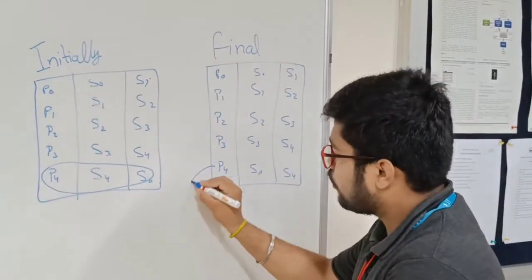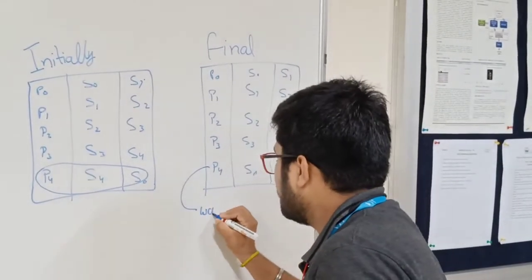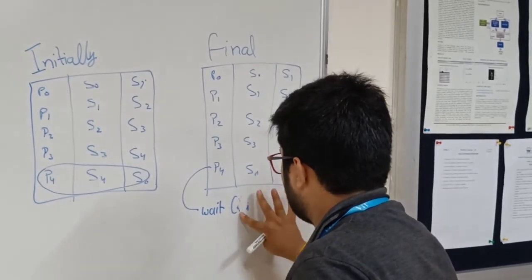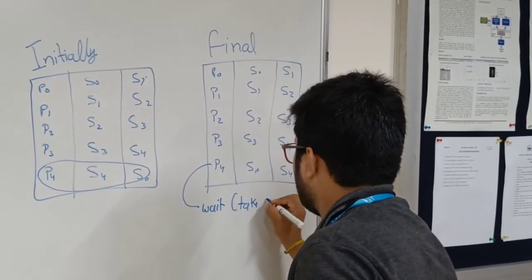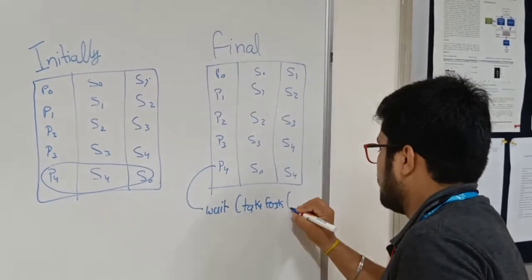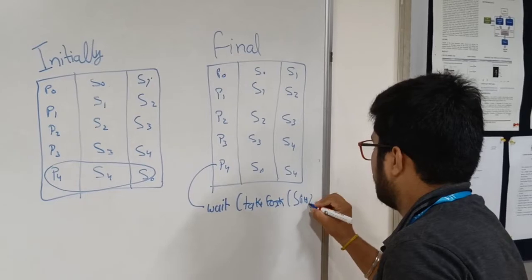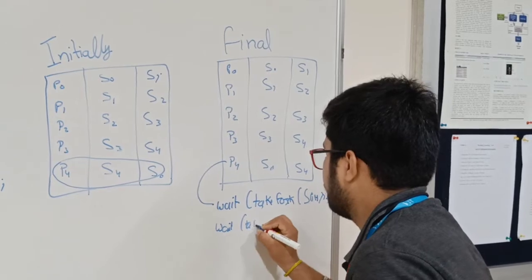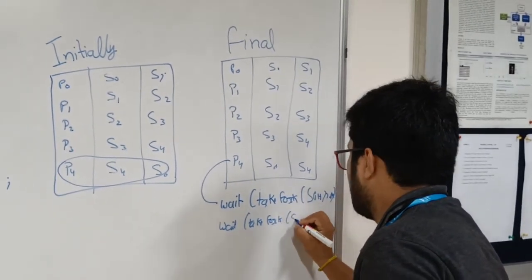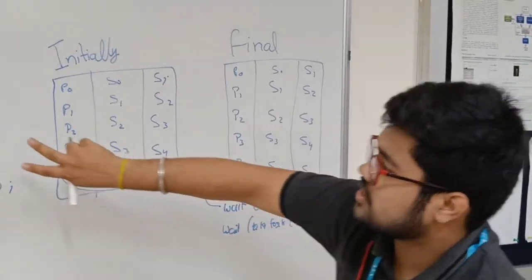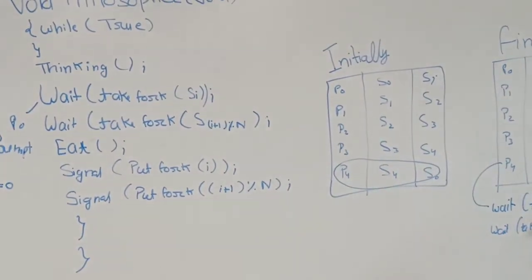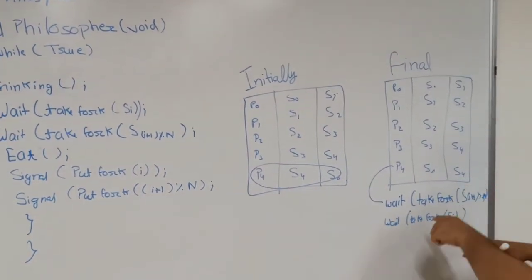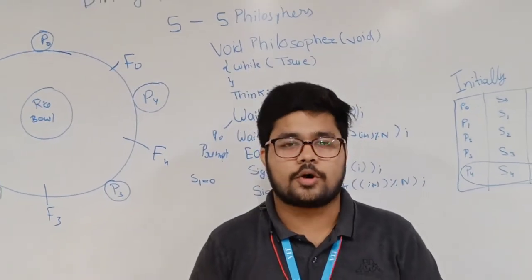Now for P4 the code part will change in this way: it will wait, take (i+1) mod n, and the next one is take i. These two steps will be interchanged, only for P4, so that it takes the right fork first and then the left fork. So in this way we solve the dining philosophers problem. Thank you.